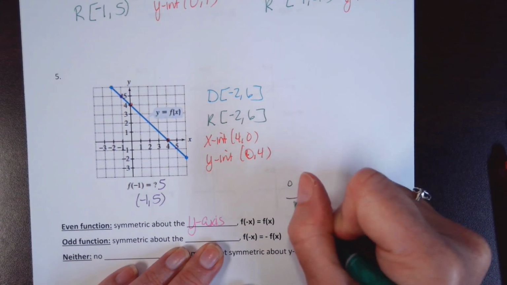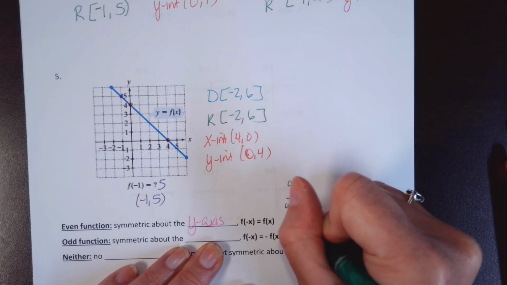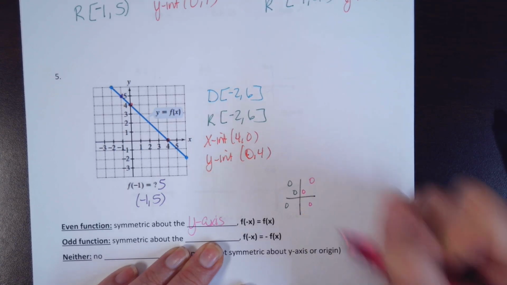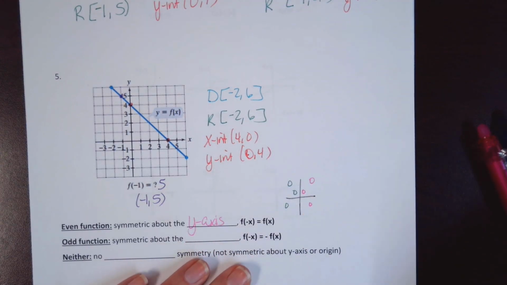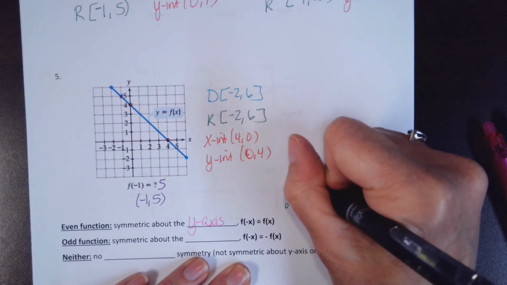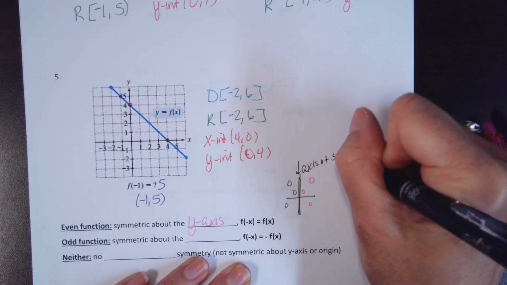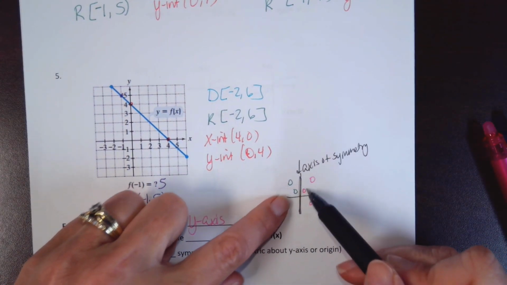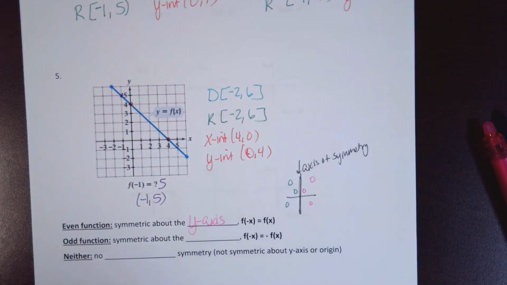That means that whatever I have going on over here is going to reflect and go on over here, and the two sides are going to match. This is my axis of symmetry, the y-axis. I did my best to show that these two sides match. That's an even function.